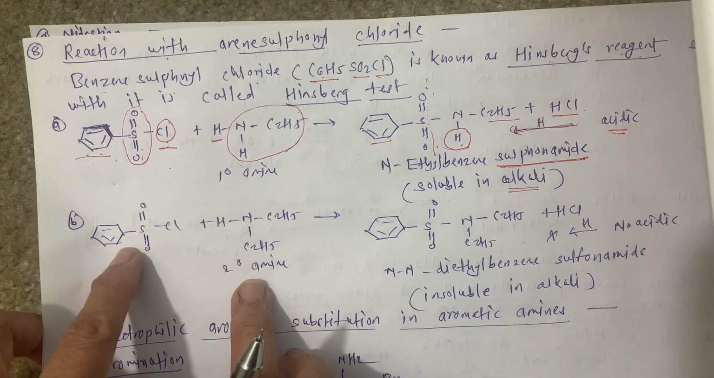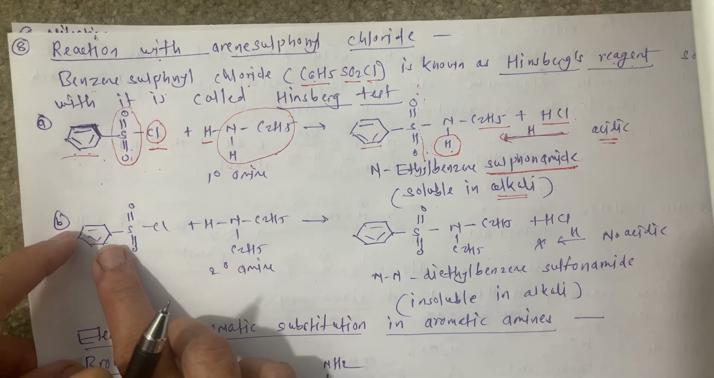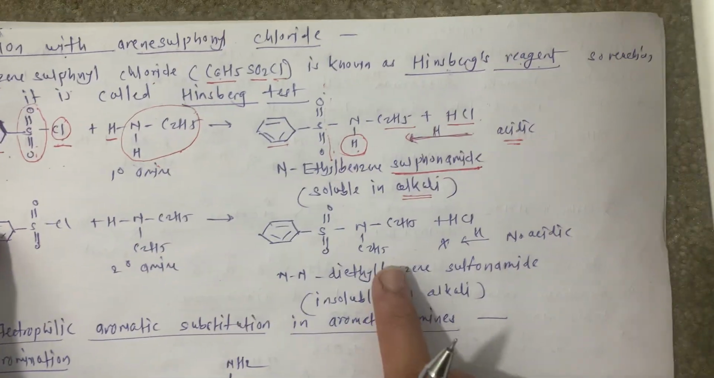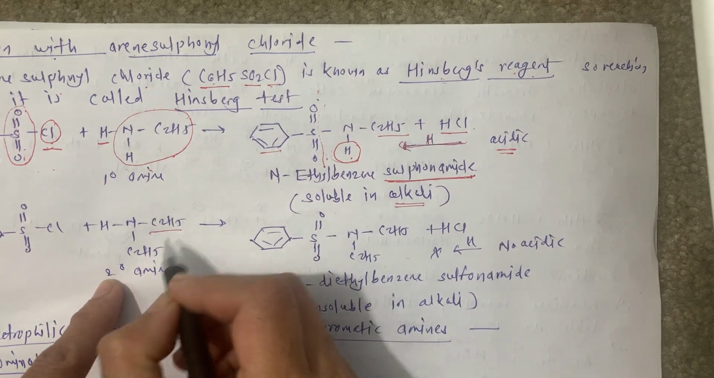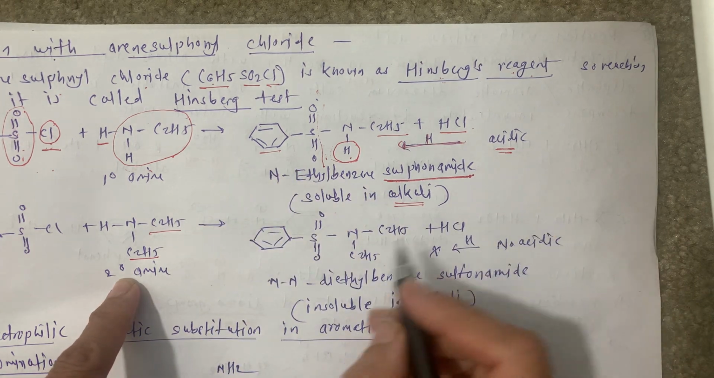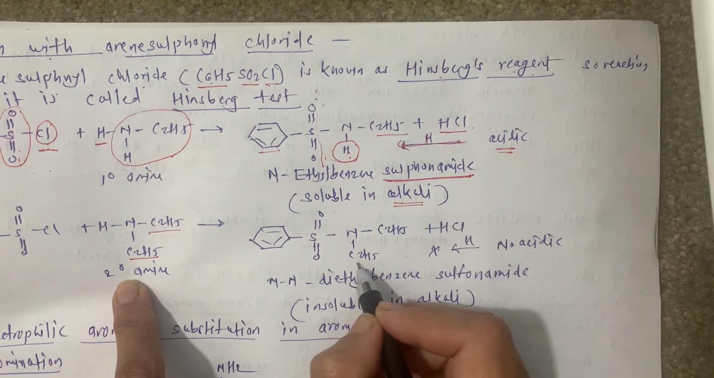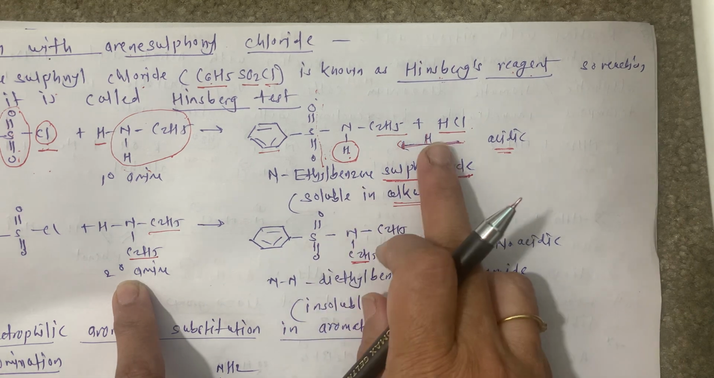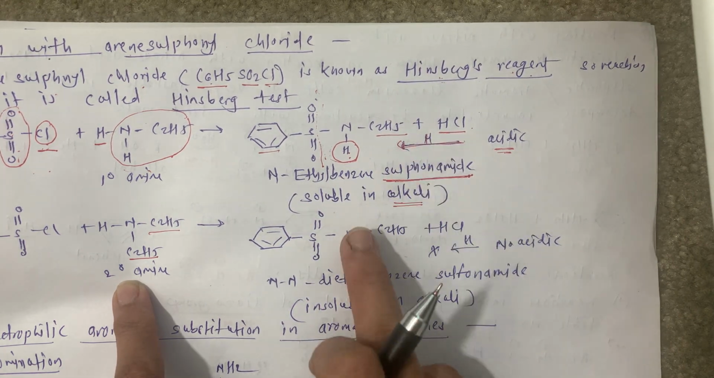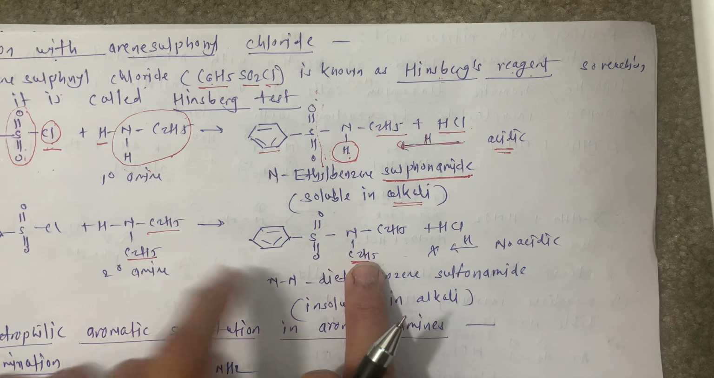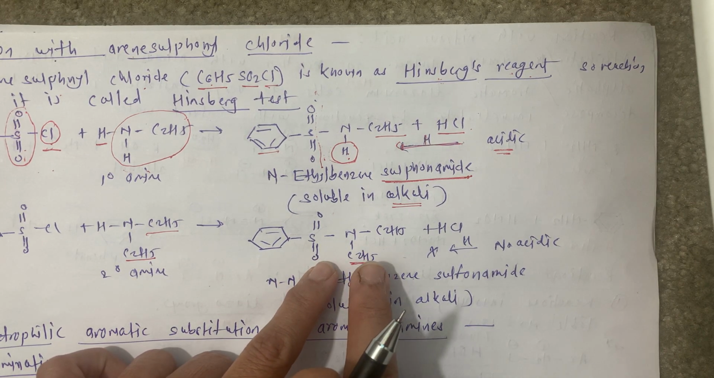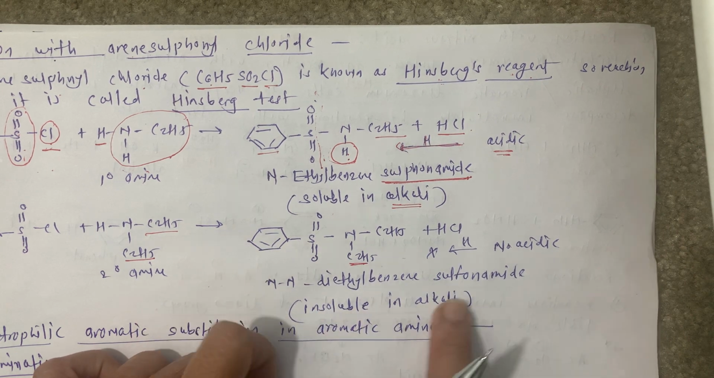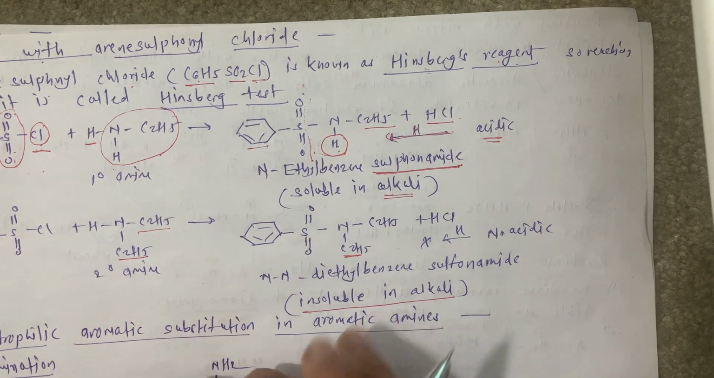But when there is a secondary amine, this is our secondary amine reacting with benzene sulfonyl chloride, then instead of this H, as this is a secondary amine, two alkyl groups are there, which may be the same or different; that doesn't make any difference. Instead of H, now here is C2H5. There is no acidic H like this, so it is insoluble in alkali.